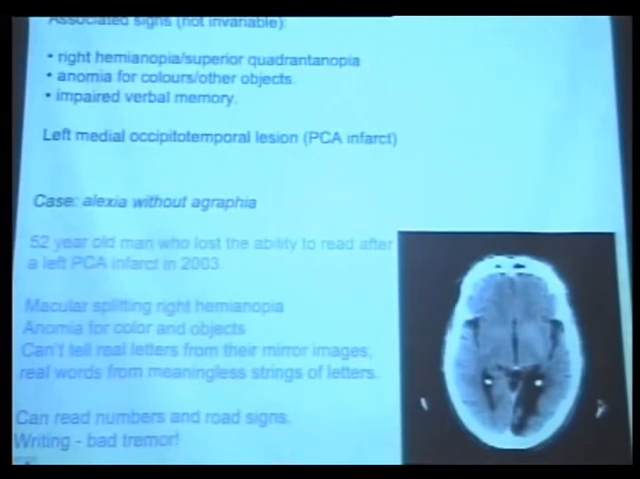The classic finding is a left PCA infarct. As you see in this example here, this is a 52-year-old man who lost the ability to read after a left PCA infarct. He has a macular splitting right hemianopia, an anomia for color and objects. He can't tell real letters from their mirror images. He can't tell real words from meaningless strings of letters. He could, however, read numbers and road signs.